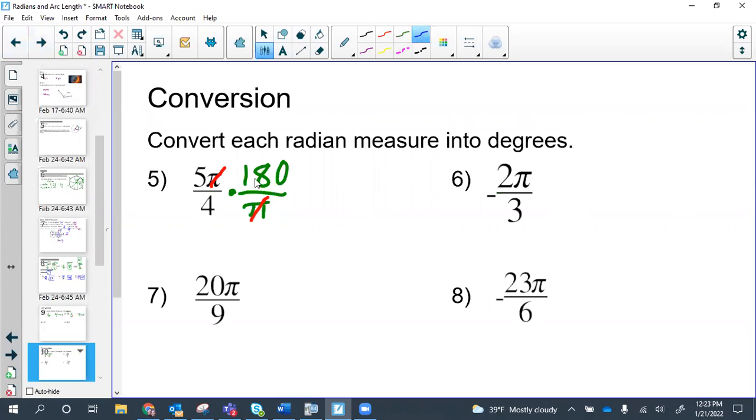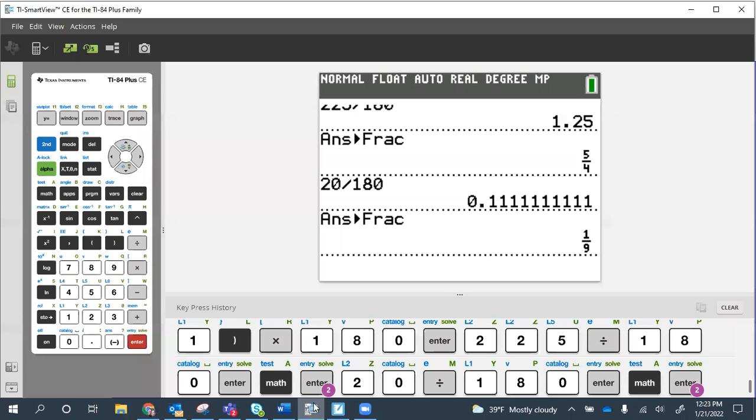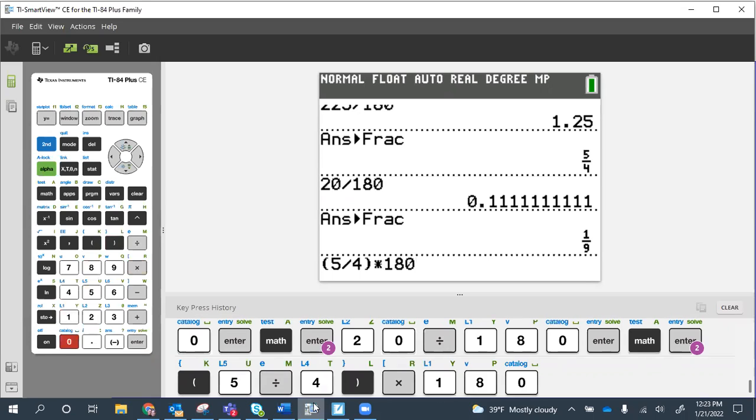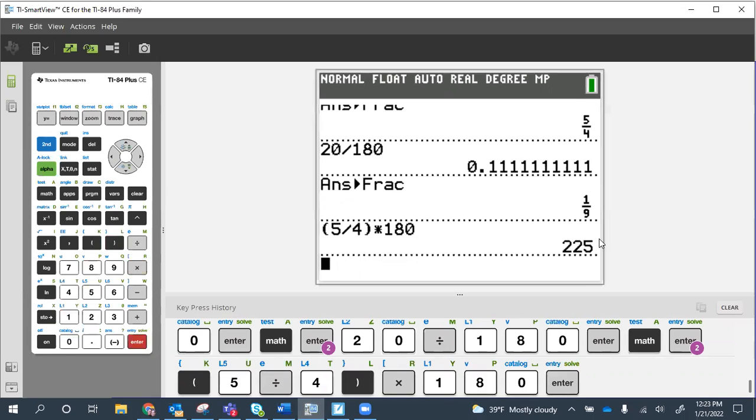All right, now 180 divided by 4 is actually going to be 45. And if I do 5 times 45, 90, 180, I believe that's 225 degrees. But again, if you're like, I don't like mental math, then let's go in here and just put in 5 fourths times 180. And we get 225. Sweet. One more.